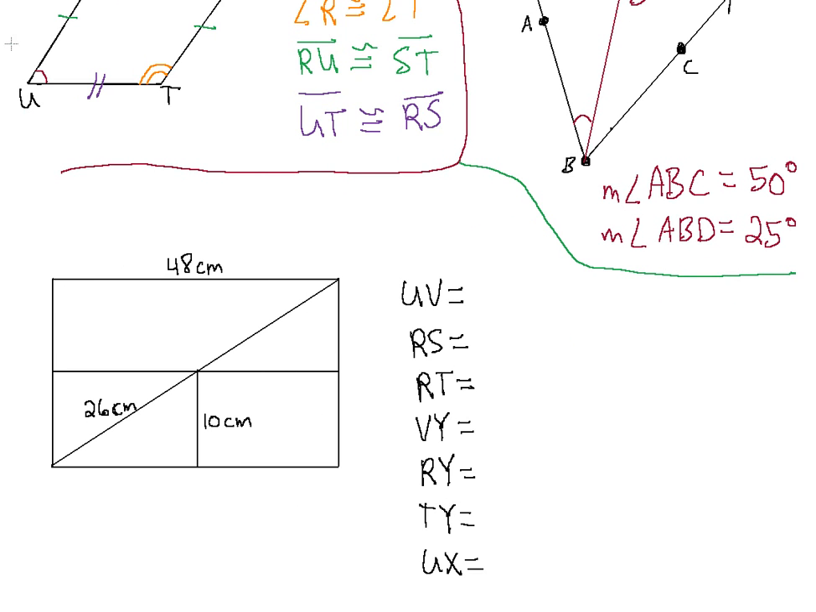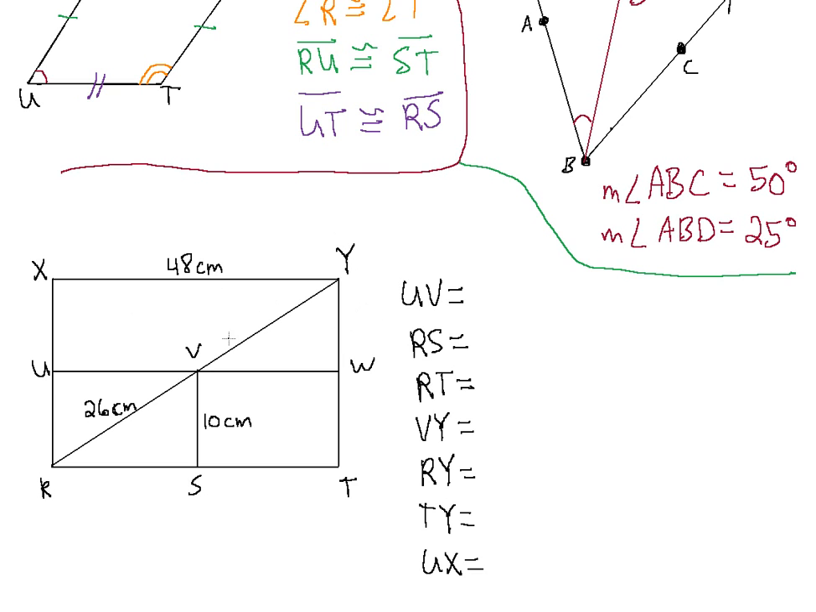Let's say we have R, S, T, U, V, W, X, and Y. Let's say we have a rectangle right here. And we'll actually prove later on that the opposite sides of a rectangle are congruent. So this side is equal to this side, and this side is congruent to this side. We'll prove this in a later video for all rectangles.